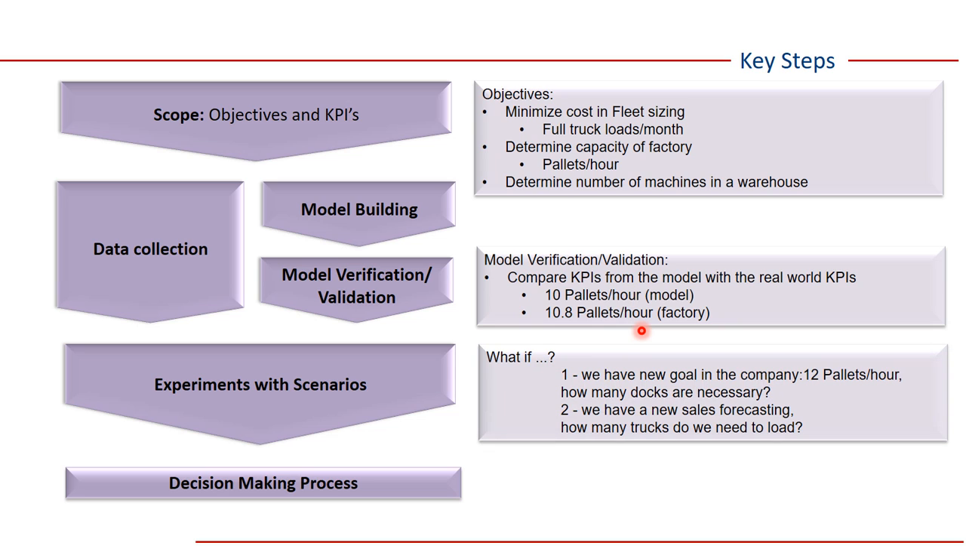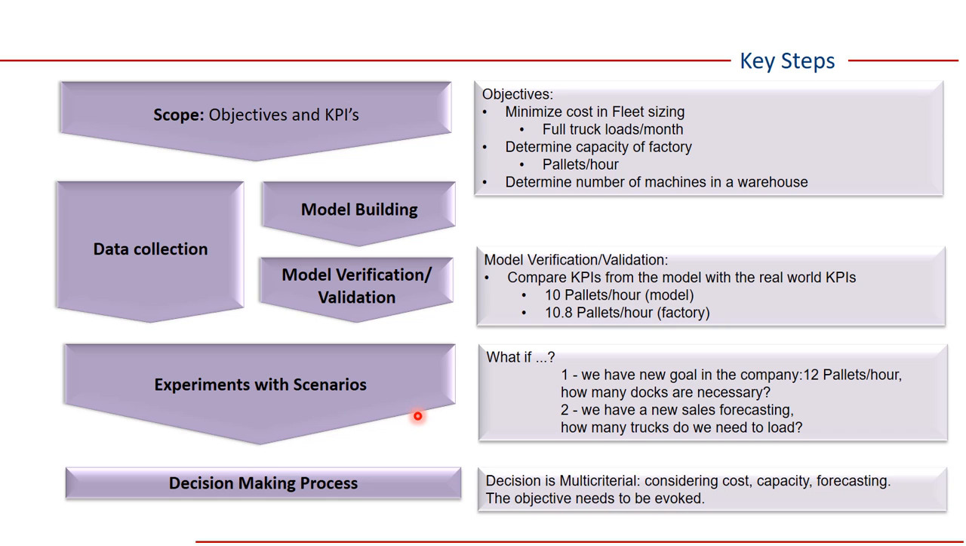And after this, we start experimenting with scenarios. What is the idea? We start asking questions according to the objectives. That is, what if we have a new goal in the company, let's say 12 pallets per hour? How many docks are necessary? Or for example, what if we have a new sales forecast? How many trucks do we need to load? These are some of the questions that we need to experiment with in this step of the project.